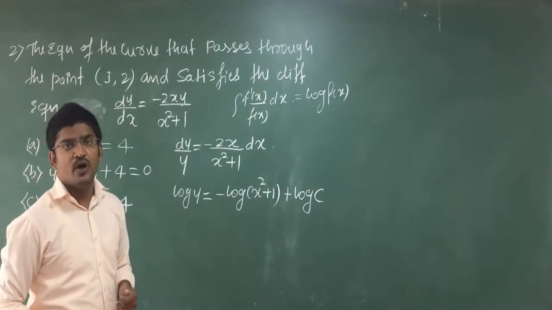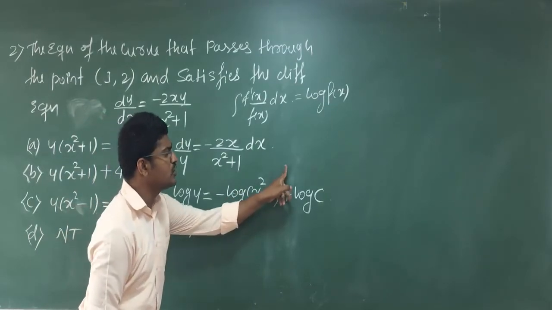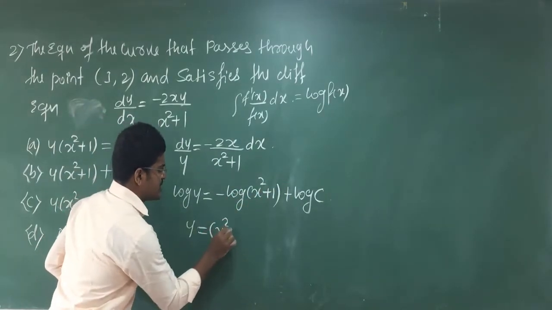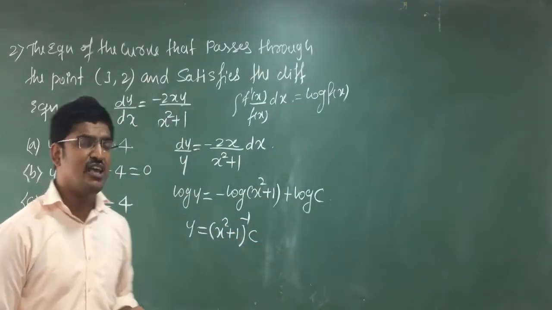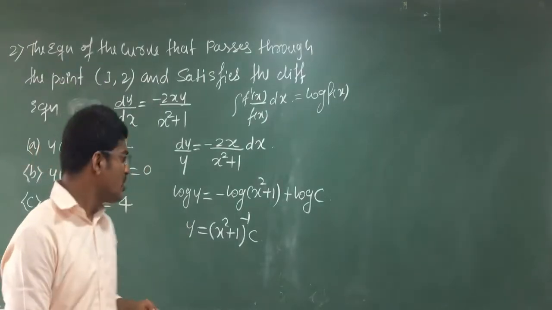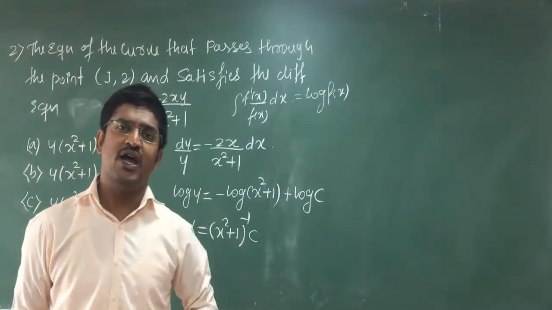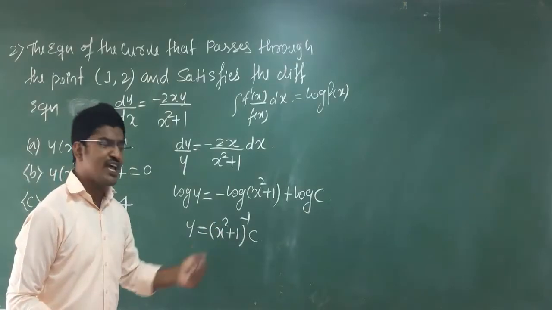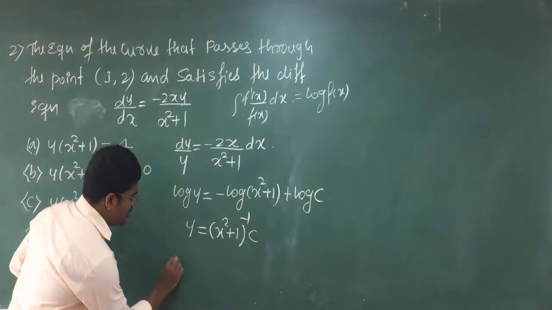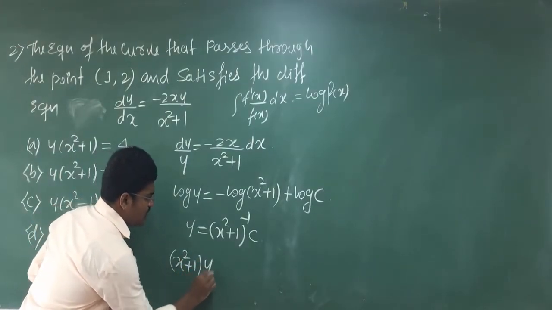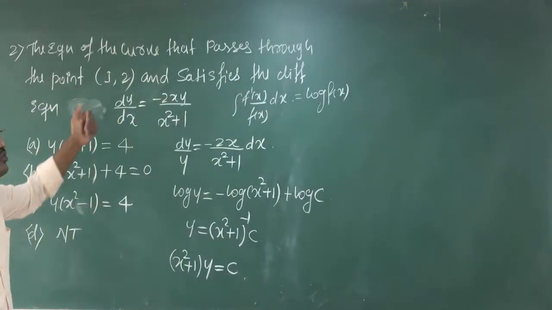So now by using the log properties, you can write it as y equal to the minus log of x square plus 1 whole to the power of minus 1, multiplied with c. So by using the log properties, y will be equal to x square plus 1 whole to the power of minus 1 multiplied with c. So it can be written as 1 by x square plus 1. If you simplify, it will be x square plus 1 into y equal to c.